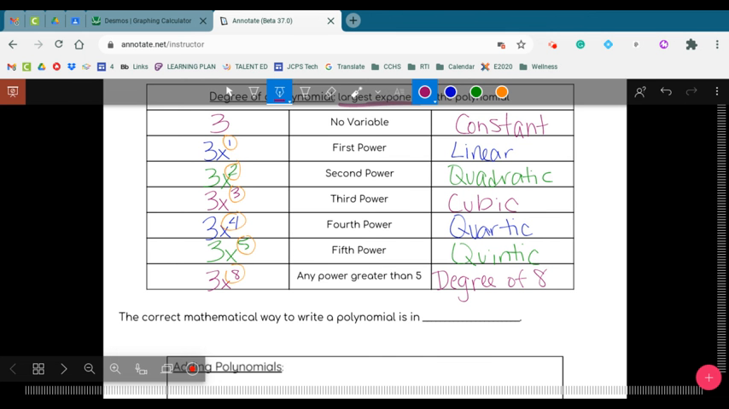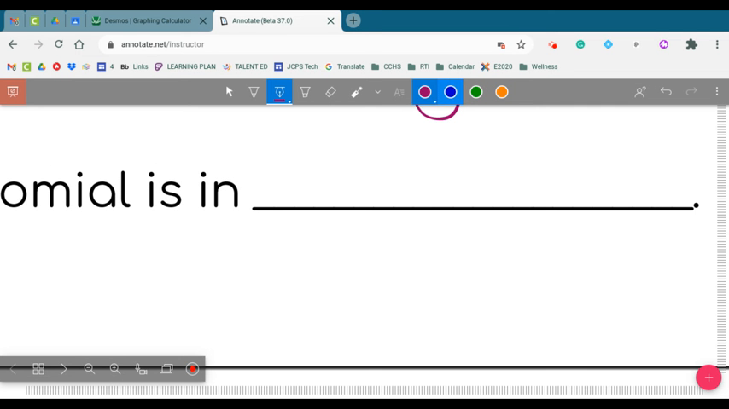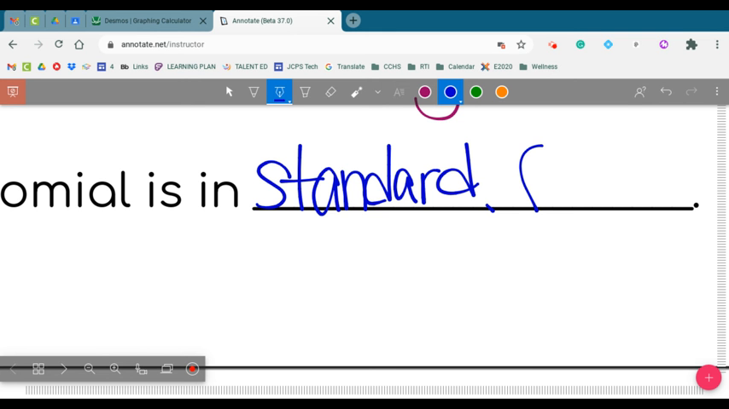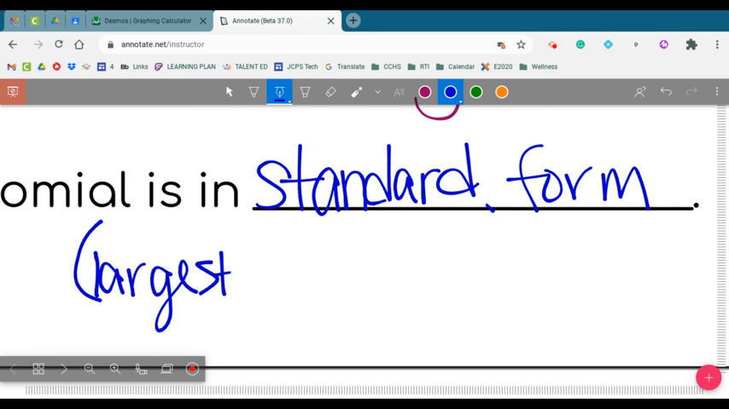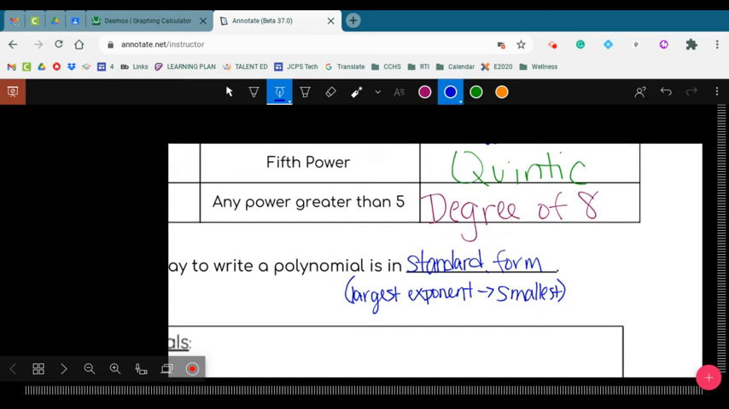Next, it says the correct mathematical way to write a polynomial is to write it in what we call standard form. So this means we write it from the largest exponent to the smallest exponent. So that's going to be important in this.